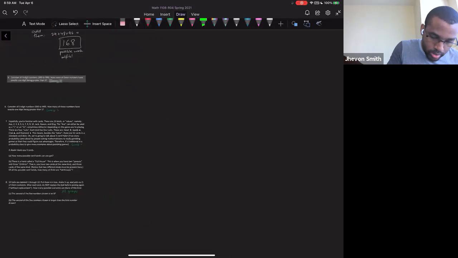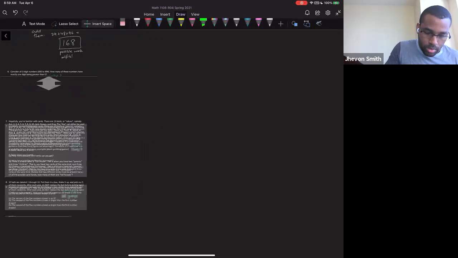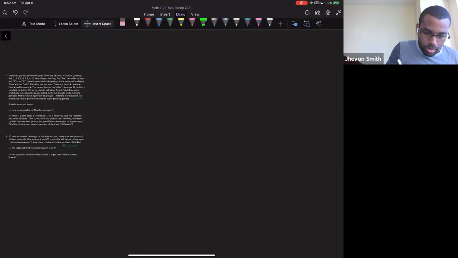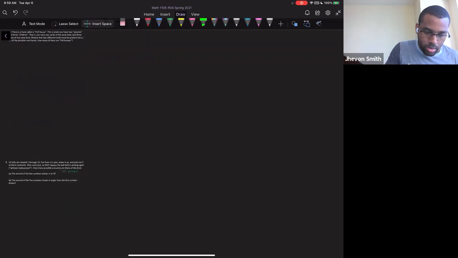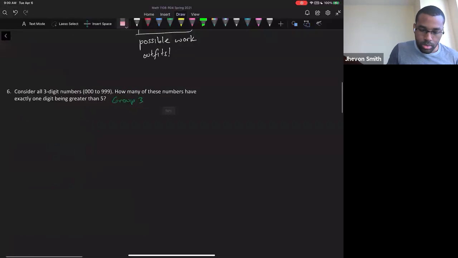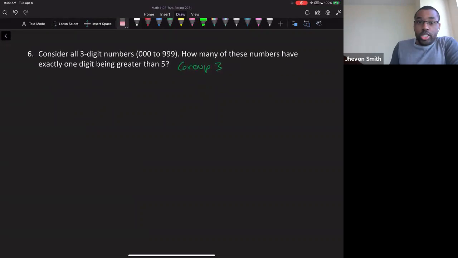Group three. Consider all three-digit numbers from 000 to 999. How many of these numbers have exactly one digit that's greater than five?